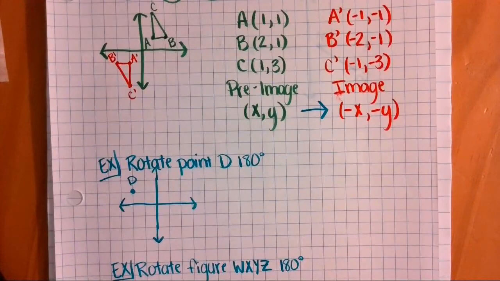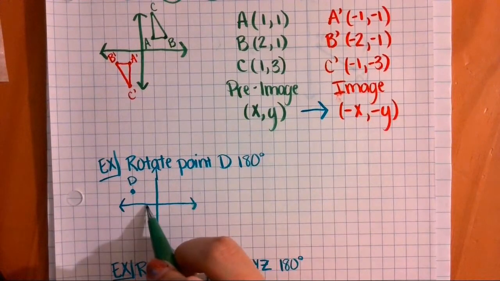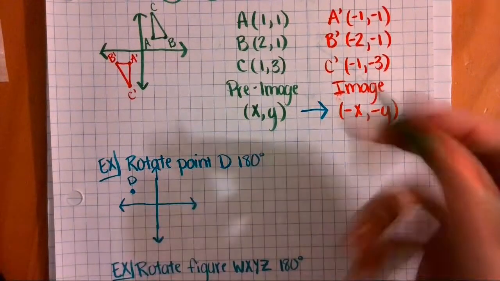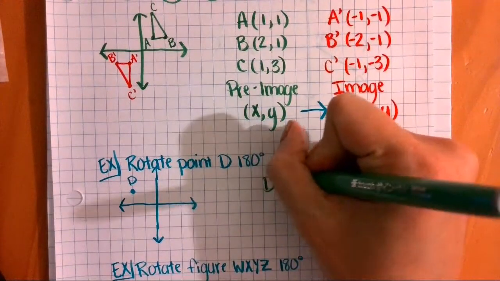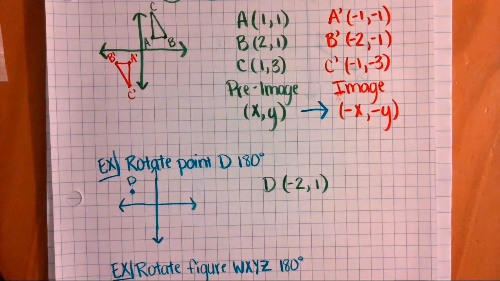Okay, let's look at a couple of examples. Let's start by rotating a point. If we're asked to rotate point D 180 degrees, we want to start by identifying the coordinates of point D. So, point D is at -2, +1. So this is my pre-image.